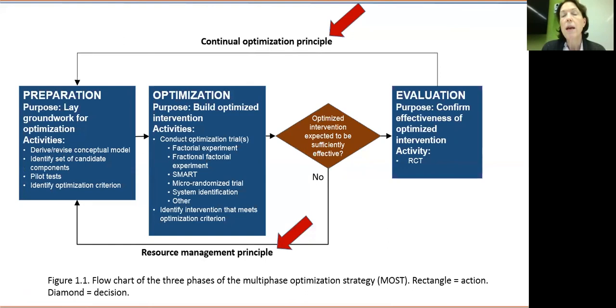So I think a good model is an R21 or in particular an R34 for the optimization phase, or finishing up the preparation phase and conducting the optimization phase, and then applying for additional funding, depending on the outcome, to conduct the evaluation phase. I think that's a really good model.